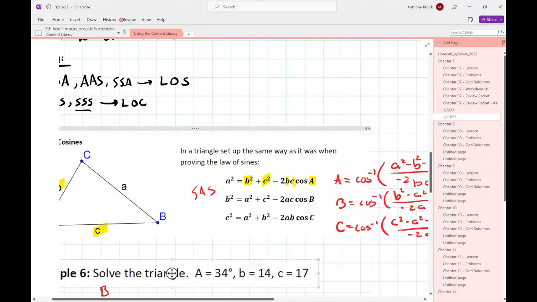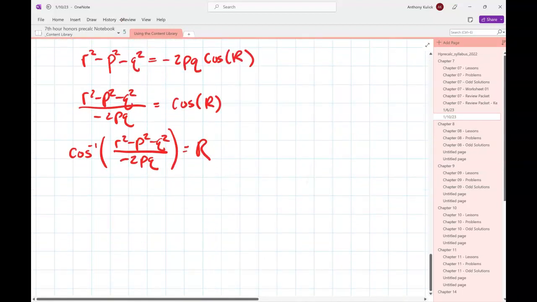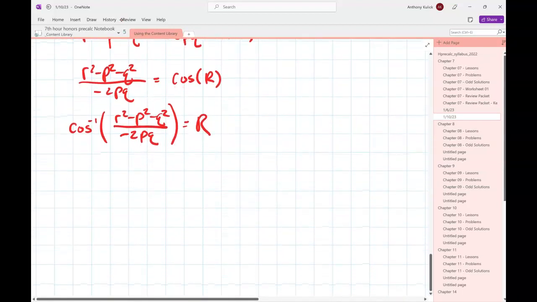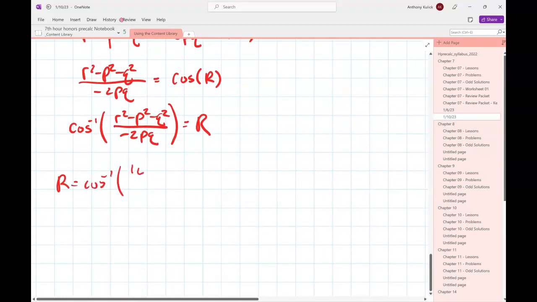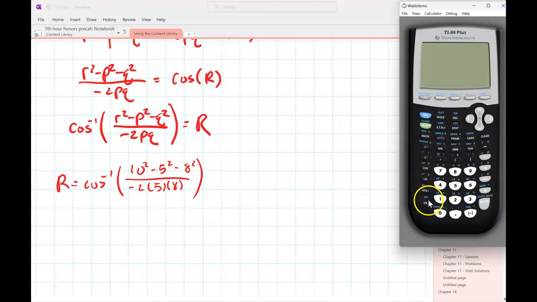Okay. Now let's go back to that example and actually plug some stuff in and grind through that to our answer. So we get that r is equal to cosine inverse of (10 squared minus 5 squared minus 8 squared) over (negative 2 times 5 times 8). So go to my calculator.